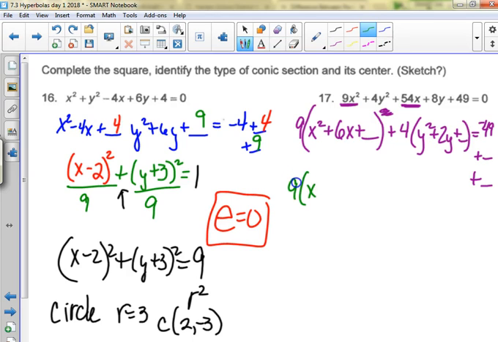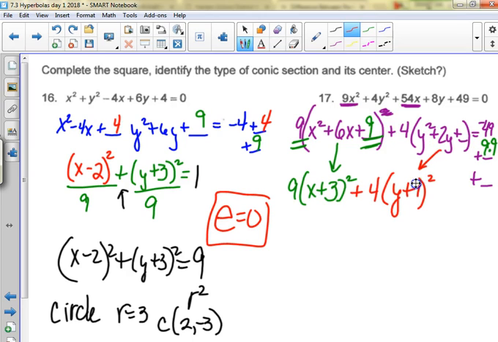All right, so I have 9. X plus half of this is 3 squared is 9. What do I have to be super careful of on the other side, though? 9 times 9 goes over there. Plus 4, y plus half of 2 is 1. Squared is 1, but that's 4 times 1 right up there. So over here I have negative 49 plus 9 times 9 plus 4 times 1, which would be 81, and 4 is 85.